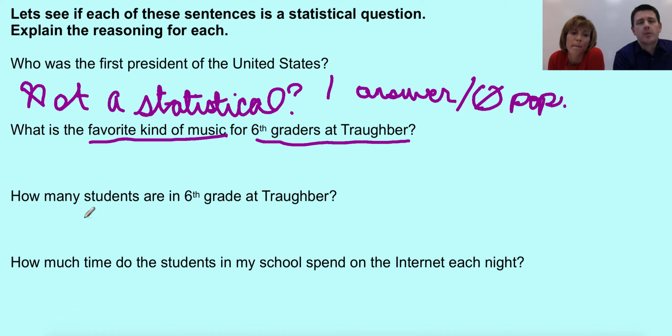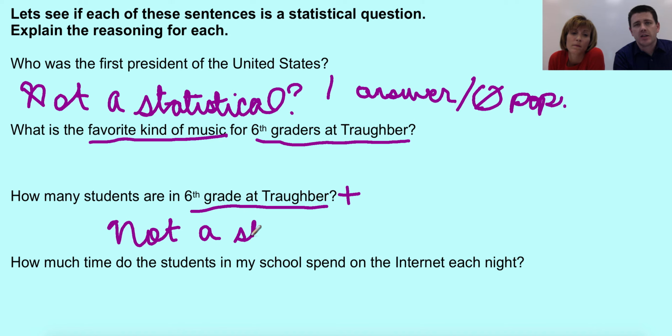For our next one, how many students are in 6th grade at Trauber? So this one's good in that it specifies what our population is, 6th graders at Trauber. But if you think about it, there's really only one answer. You ask the office how many people are in 6th grade, and it's a single answer. You can get a lot of wrong answers, but in this case, there's just one right answer. So there's no variability in this question. So we would say it's not a statistical question.